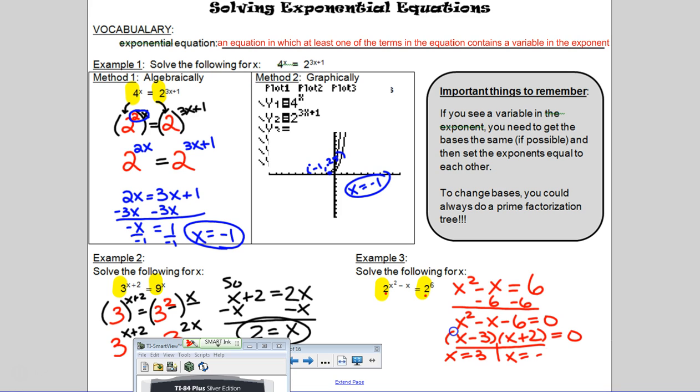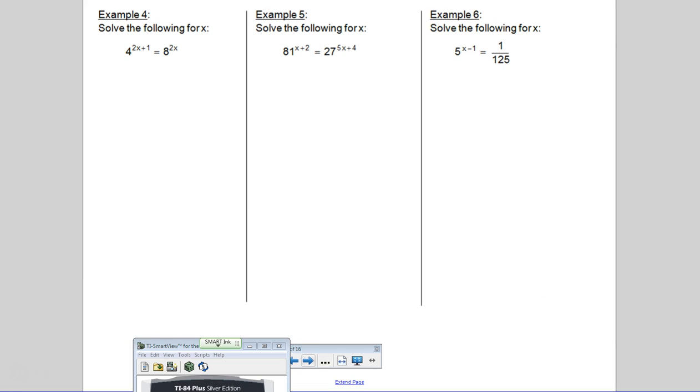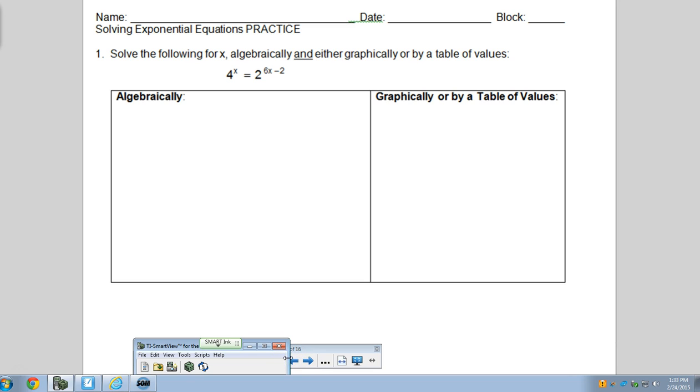And solve, and I get 2 actual answers for this one. Both x is 3 and x is negative 2 would make those both be equal to each other. Okay, so we'll try 3 more examples together.